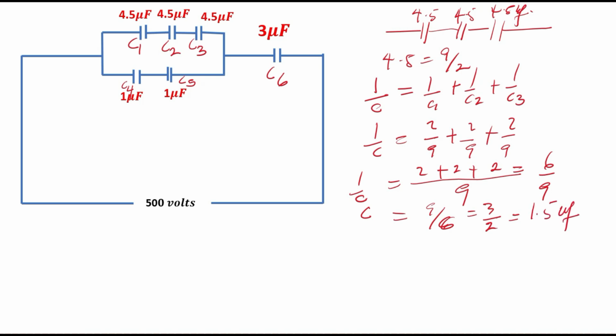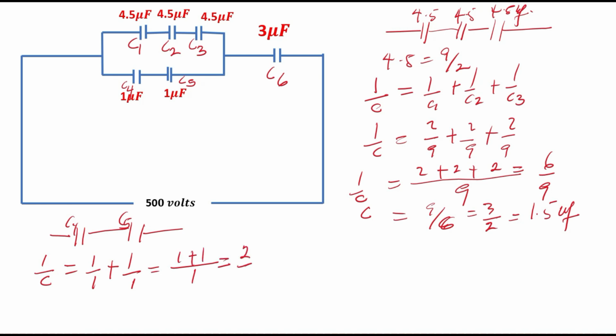microfarad. Let's solve for the second series capacitance, that's this. So here is my C4 and my C5. Obviously, my 1 over C here will be the same thing as 1 over 1 plus 1 over 1. That's, taking an LCM of 1, you have 1 plus 1, which is the same thing as 2 over 1. So my C in this case will be half, which is equal to 0.5.